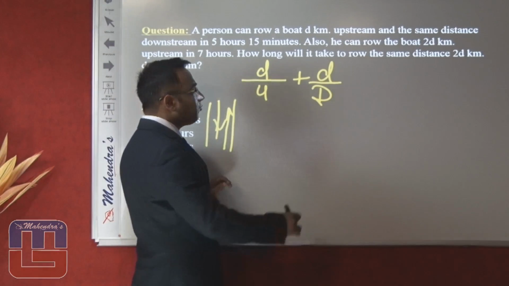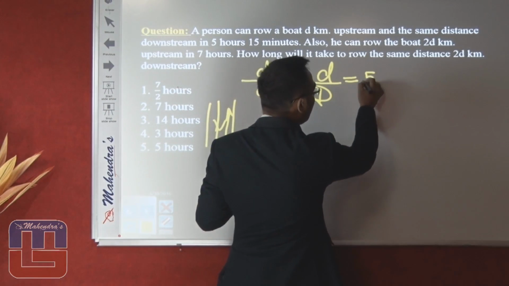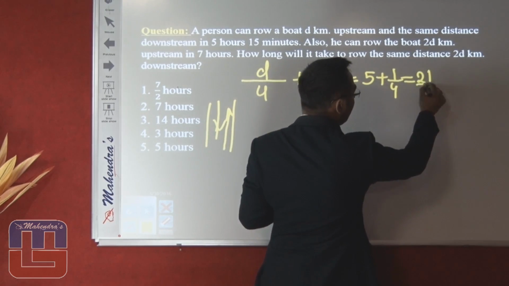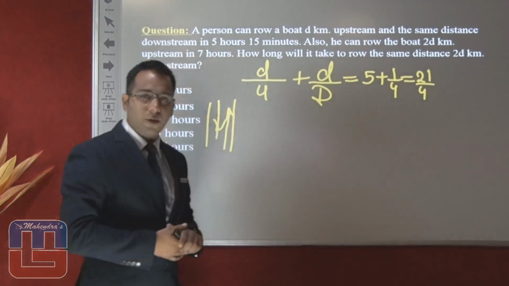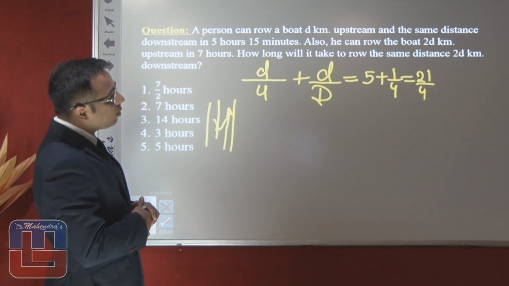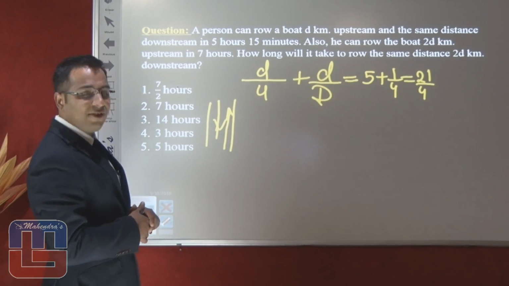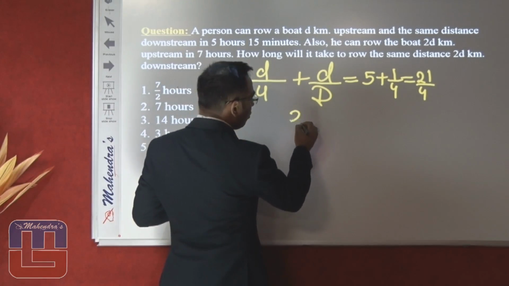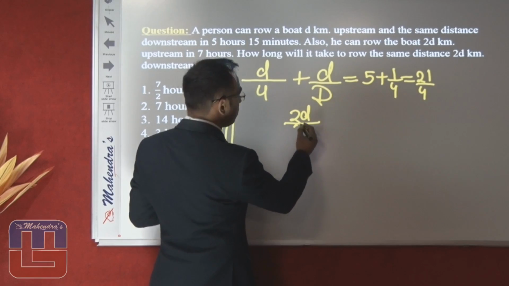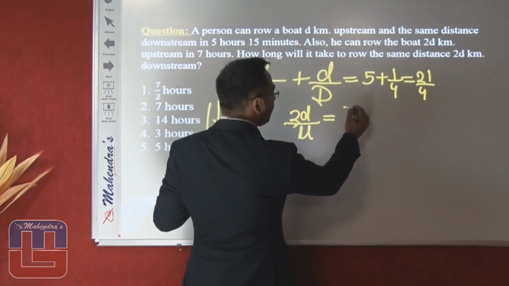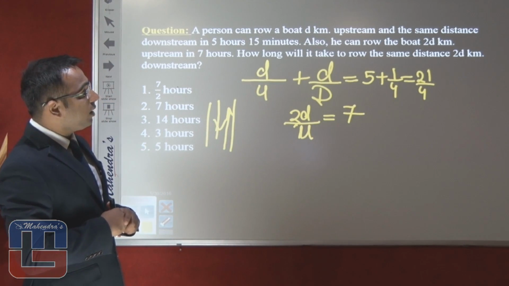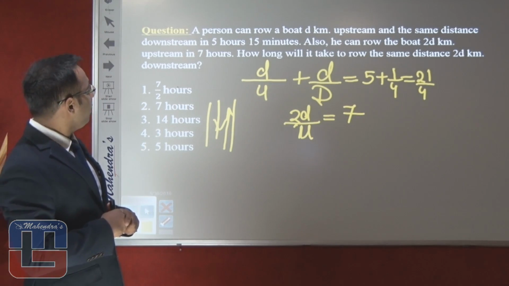He takes 5 hours 15 minutes, or we can say 5 and 1 by 4, which is equal to 21 by 4 hours. Fine. Now they say also he can row the boat 2d kilometer upstream in 7 hours. Now we know the value of 2d upon upstream speed u is equal to 7. How long will it take to row the same distance, same 2d kilometer downstream?